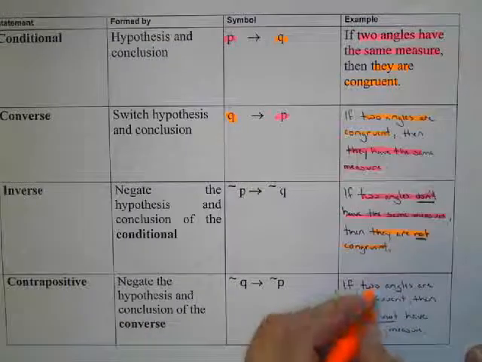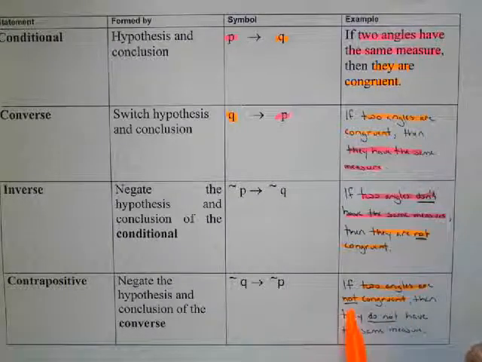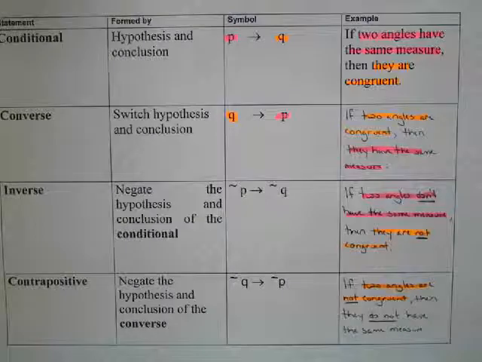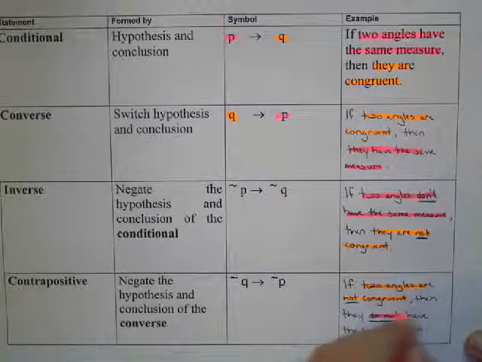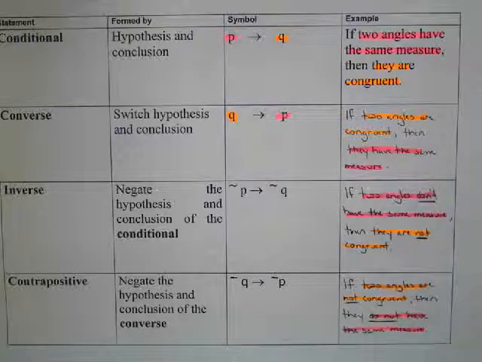So this was our original Q. Again, we put in a negating word. And this was our original P. And again, we negated it by saying do not. So those are called related conditionals because the three new statements all relate to the first one.